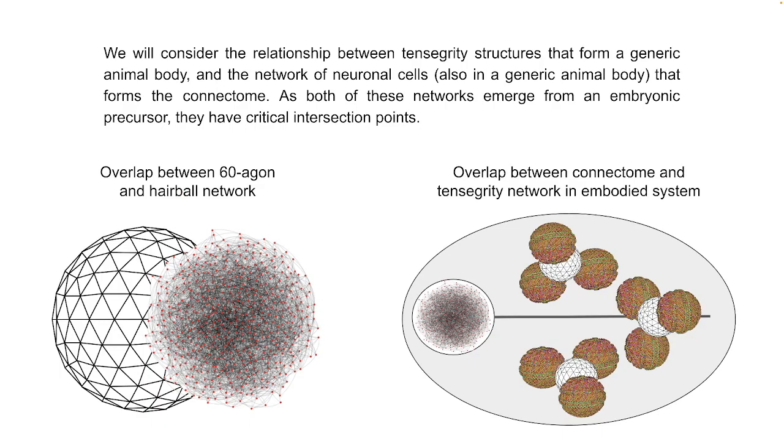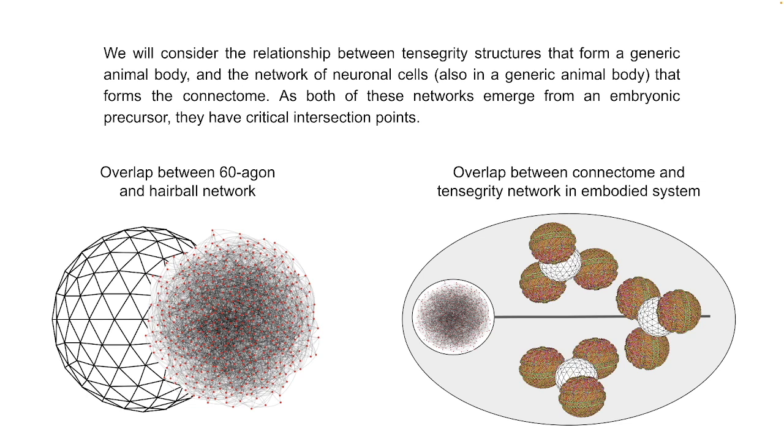So we'll consider the relationship specifically between tensegrity structures that form the generic animal body and the network of neuronal cells that exist within this generic animal body. So we're not going to be talking about any specific organism. We'll be talking about a generic organism as an example of this. This forms the connectome and forms the organism, the developing organism. As both of these networks emerge from an embryonic precursor, they have critical intersection points as shown in the divergent integration model in the last slide.